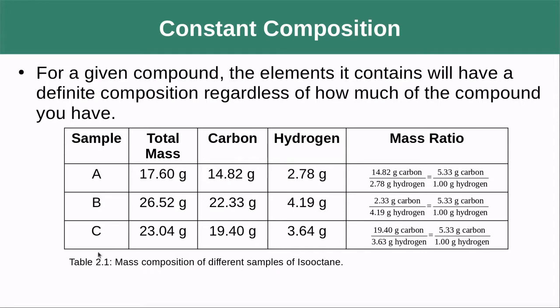Constant composition. We can actually put a little bit of math to that. If we look at our example here, we took the exact same compound, isooctane, and we had different masses for 3 different samples. When we test for the amount of carbon and hydrogen contained in it, we wind up getting differing amounts of carbon and differing amounts of hydrogen. But the ratio of carbon to hydrogen, if I divide the amount of carbon by the amount of hydrogen, is always the same. There's always 5.33 grams of carbon for every 1 gram of hydrogen. So they have a constant composition.